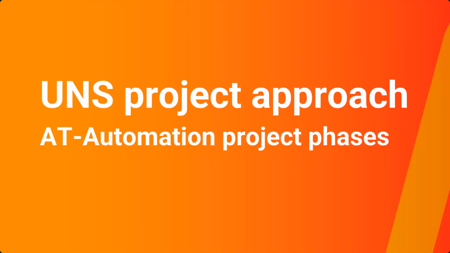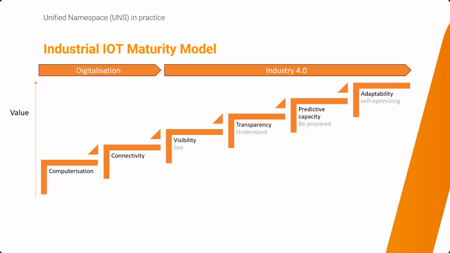I here also have a practical example of the project approach, the UNS project approach that we use at AT Automation. And in that case, I first want to look at the industrial IoT maturity model. This model describes the steps that we need in order to get to Industry 4.0. First, of course, we need computerization. We need logic. We need PLCs. We need servers that are able to get our data. Whenever we have that, we need connectivity. And with connectivity, we are combining assets and we are collecting data.